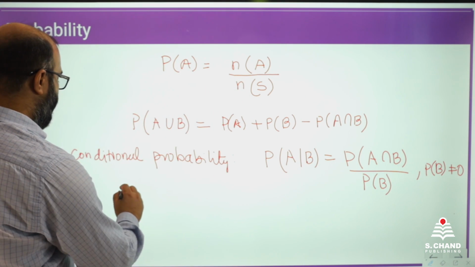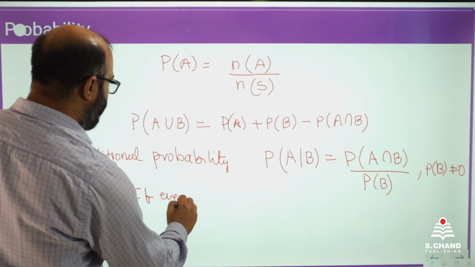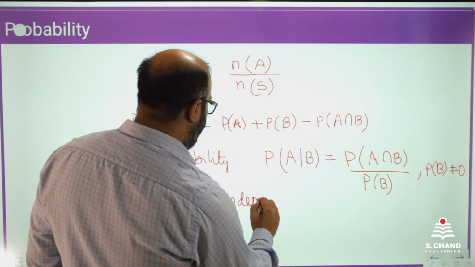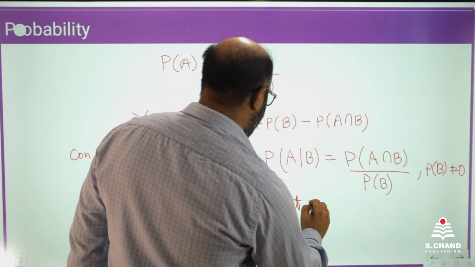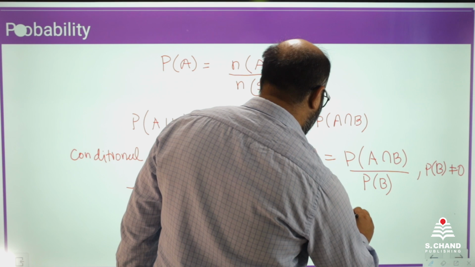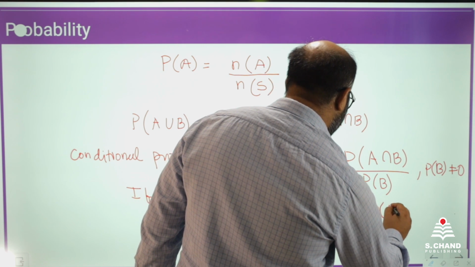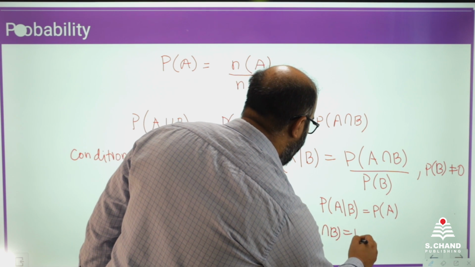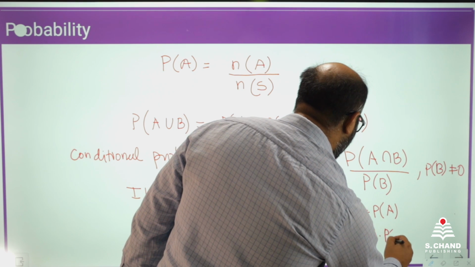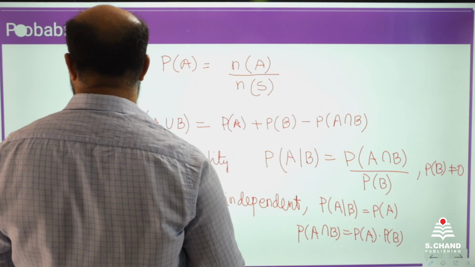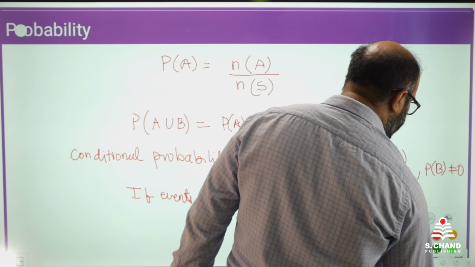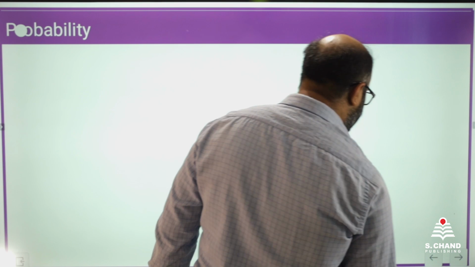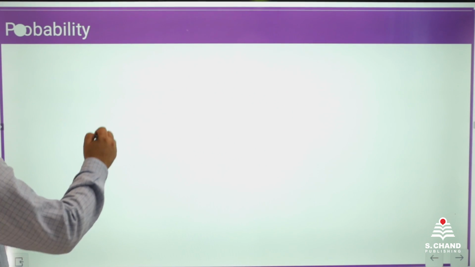And further, if events are independent, like if the occurring of A and B are not dependent on each other, then we say that P of A by B is equal to P of A, and in such a situation P of A intersection B comes out to be equal to P of A into P of B. So if the probability of occurrence of A does not depend upon the probability of occurrence of B, then we say that these are independent events, and P of A intersection B is equal to P of A into P of B.